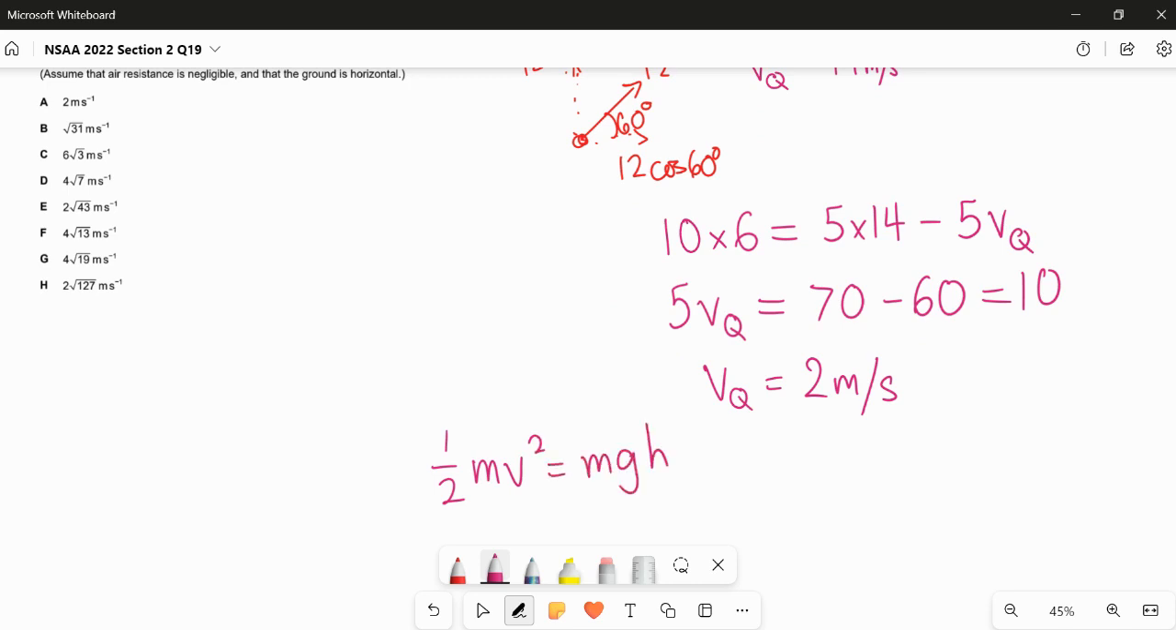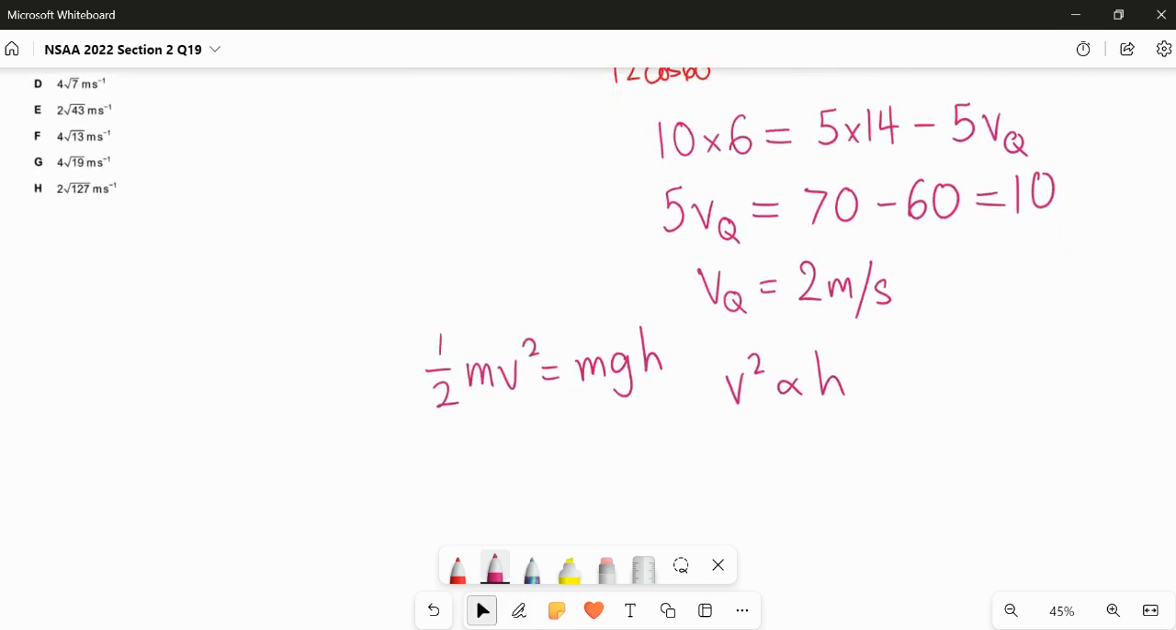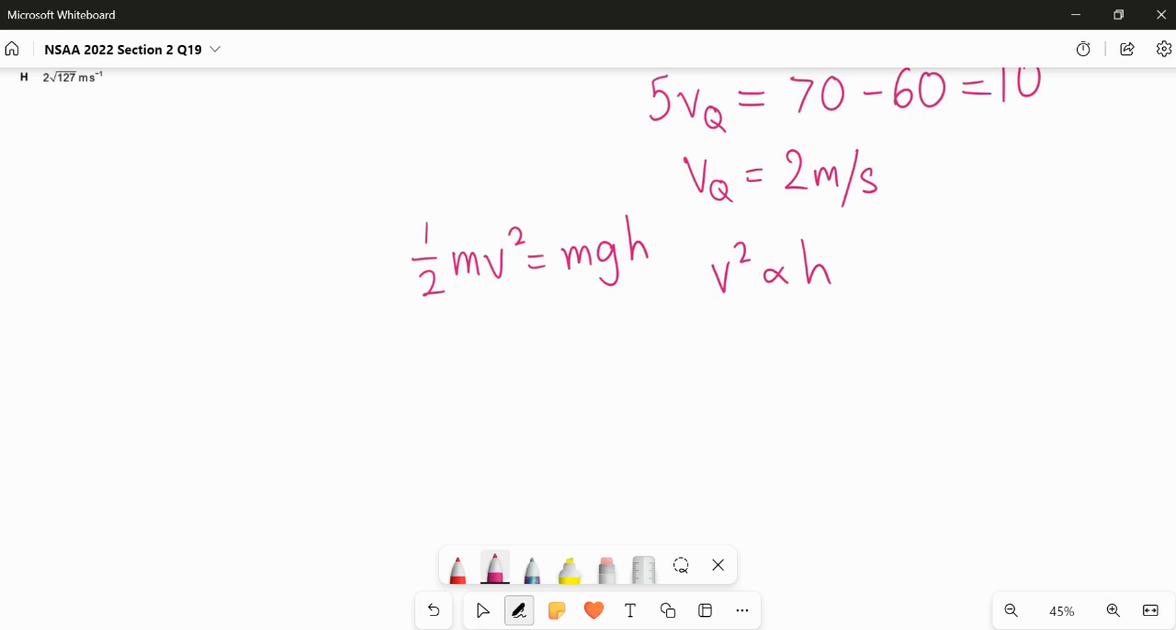You can see here that v squared is proportional to h. So if you had an initial kinetic energy, this will dictate what maximum height you can get to. And if you start at a certain height, this will dictate what velocity you get once you reach the ground. And these will be the same. So that means Q will have a vertical component going down of 12 sine 60, the same as what the projectile had as it was going up.